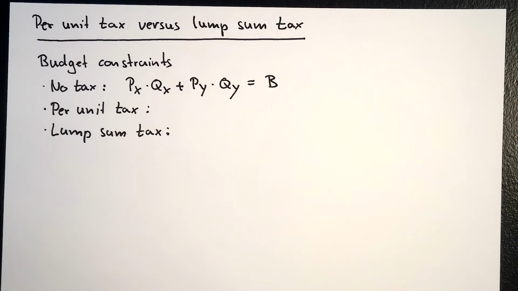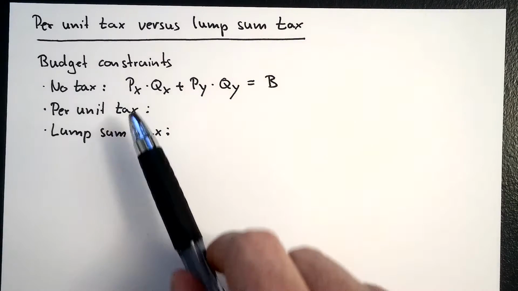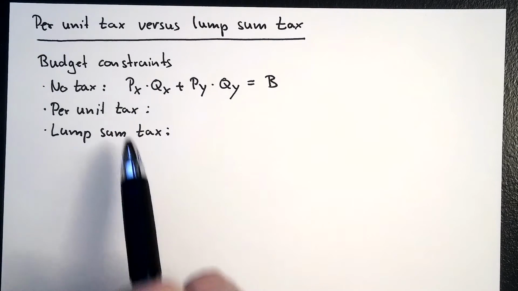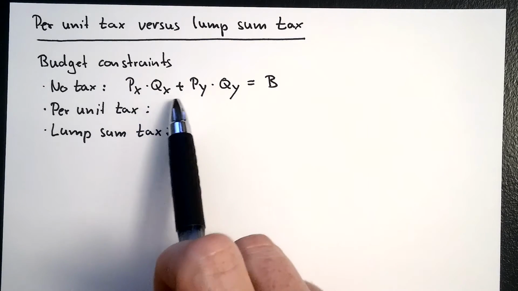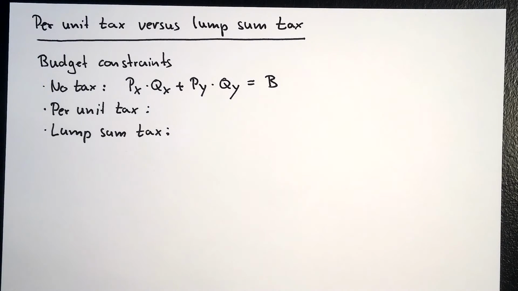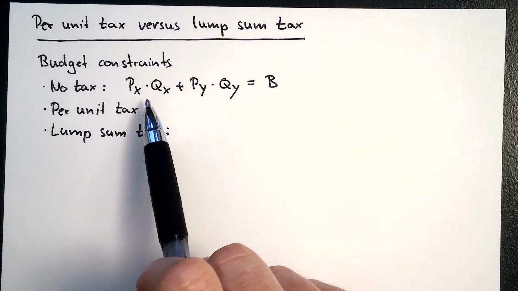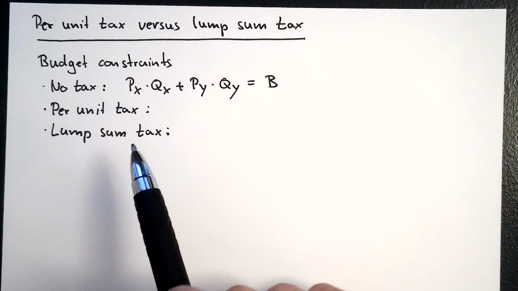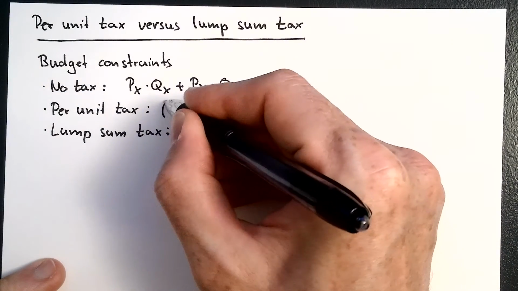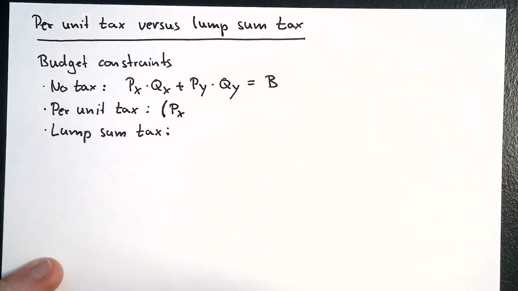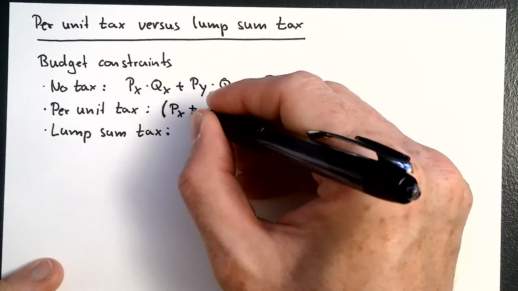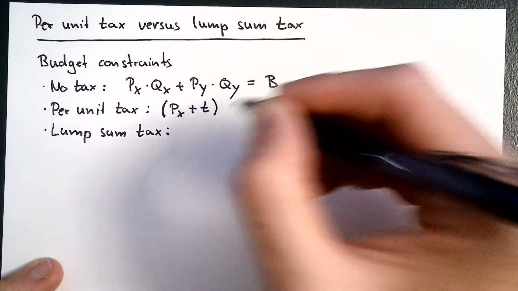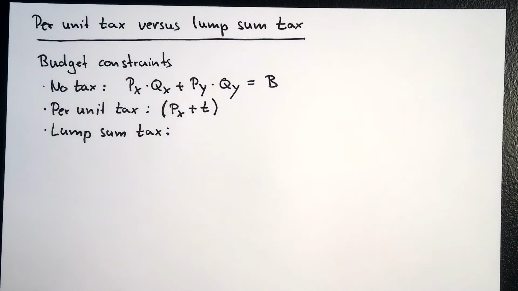If we do not have a tax at all, then our budget constraint is the regular budget constraint, where we have Px times Qx plus Py times Qy equals our budget. Now, in the case of a per unit tax, and here we are only taxing one good, and that is going to be good X. If we have a per unit tax, then the price of X is actually increased in the amount of the tax. Suppose that we have a $1 per unit tax on good X.